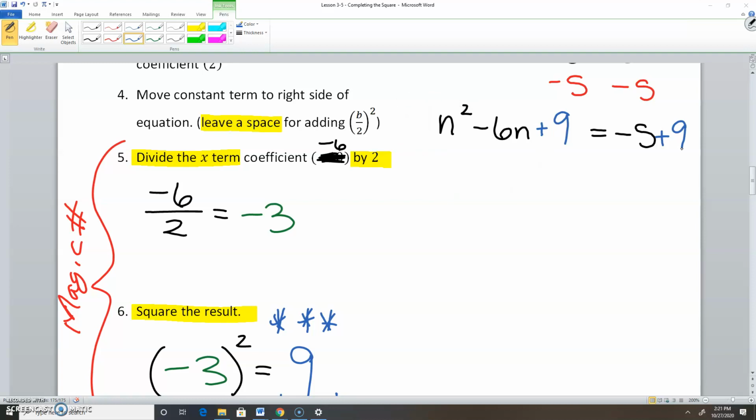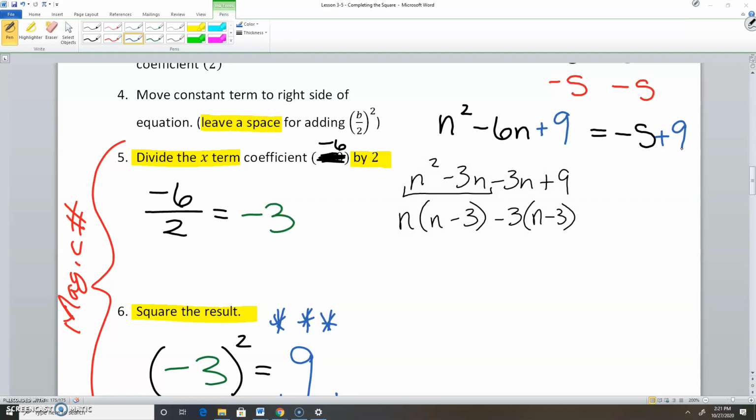Okay? So we'd have n squared negative 3n minus 3n plus 9. I can pull an n out of this here, which leaves me with an n minus 3. I can pull a negative 3 out here, leaves me with an n minus 3. These two match, so n minus 3 is one of my factors, and n minus 3 is my other factor. So another way that we can write this is n minus 3 squared.